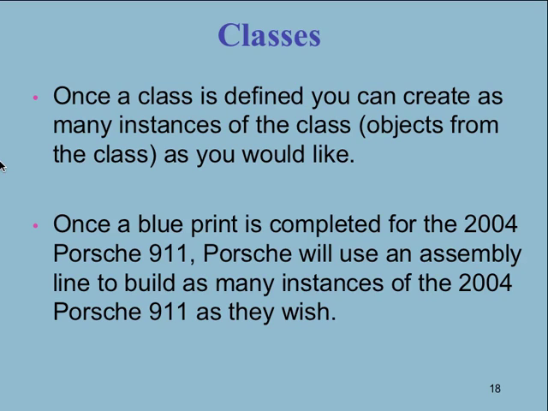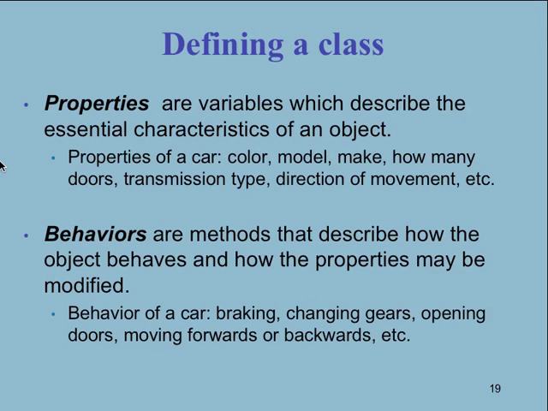And then we have classes. Once a class is defined, it can create many different instances. So that creates the ability to specialize, and objects from that class would be very similar. Once a blueprint is completed for the 2004 Porsche 911, the blueprint is for the assembly line for many instances of 2004 911s. We can make as many instances as we want. We can make more than one instance of that particular class. So think of it as mass production: create one class and mass-produce instances of that class.